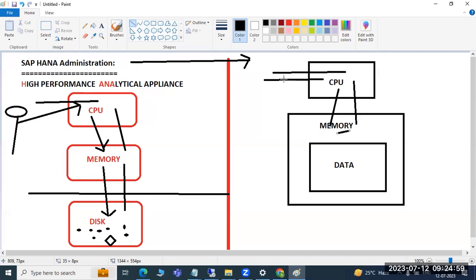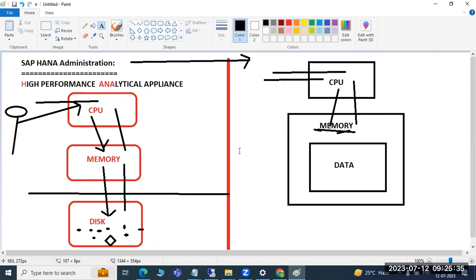How much faster? One lakh times faster than disk. Accessing the data from main memory is one lakh times faster than the same data on disk. This is a successful technology, where HANA wrote the code so that all the data resides in memory only. That is the reason it has very fast access. And also, in memory there is a compression mechanism.